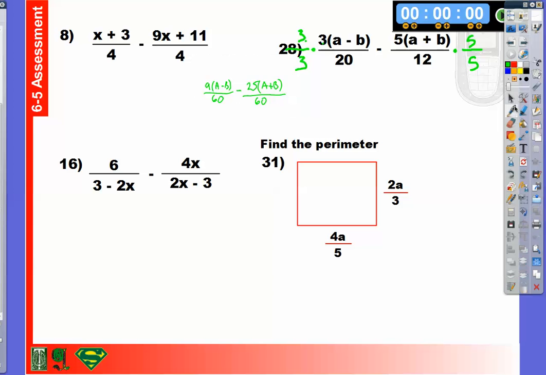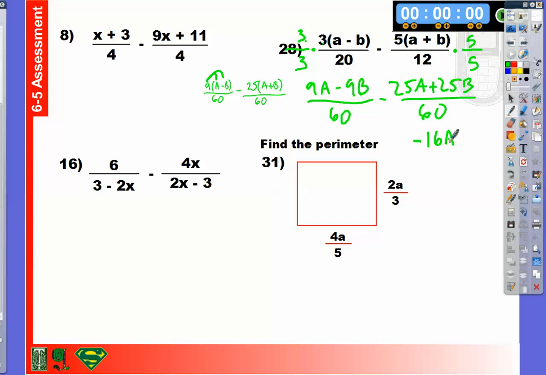So my first fraction, when I multiply this out, I get 9a minus 9b over 60. And I'm subtracting 25a plus 25b over 60. All right, what is 9a minus 25a? Negative 16a. Negative 9b minus positive 25b is?